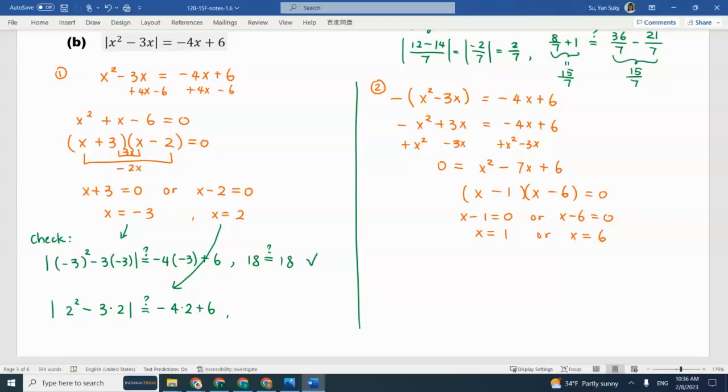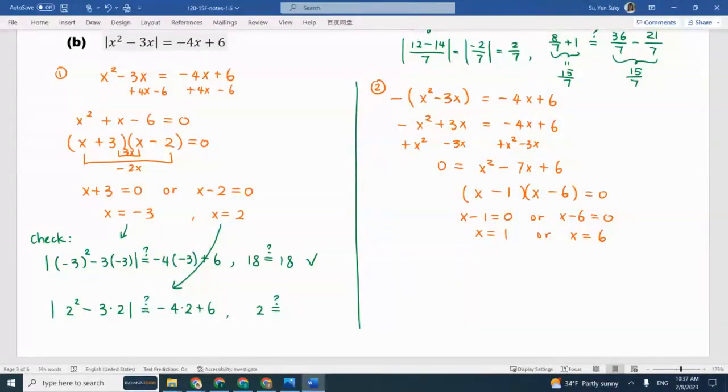And let's see, next student. Hi. What's 2 squared? 3 times 2. 4 minus 6. Negative 2. Oh, absolute value of negative 2. 2. Is it equal to the right hand side?